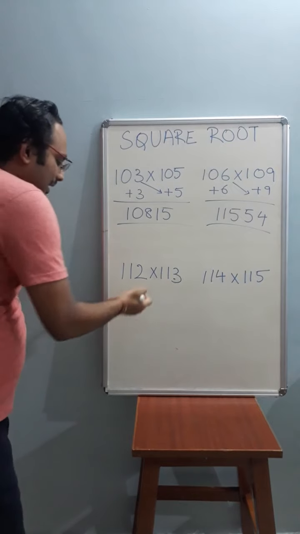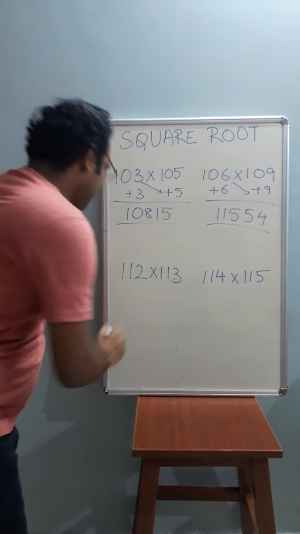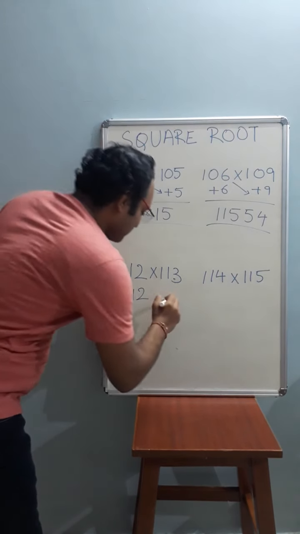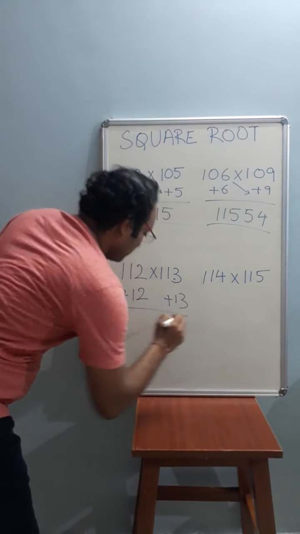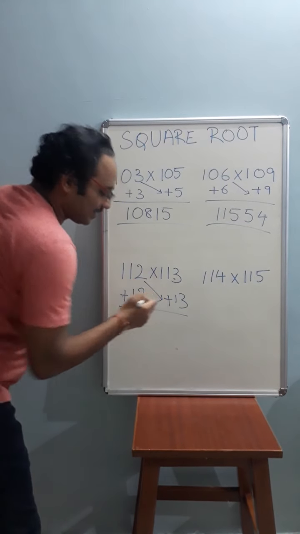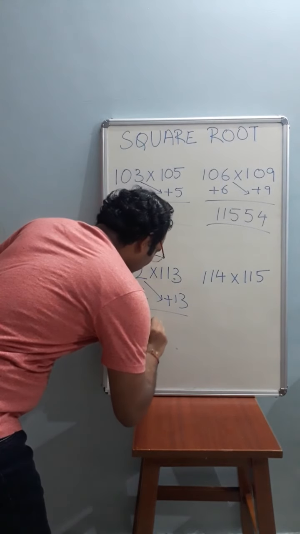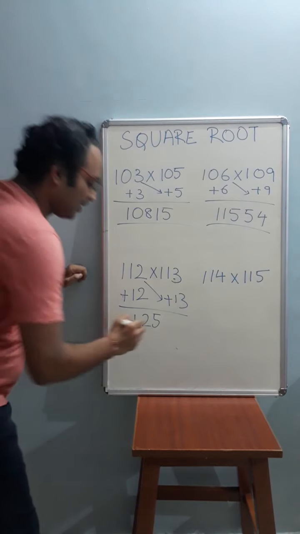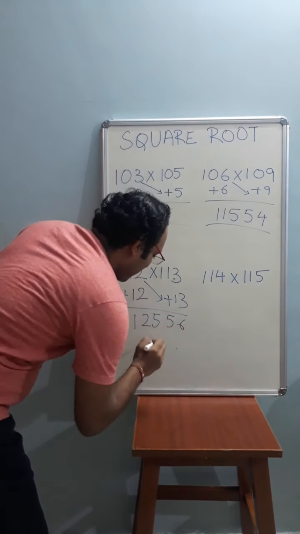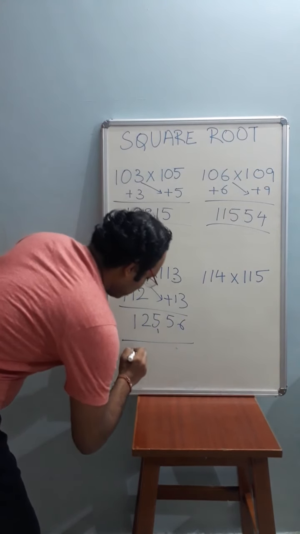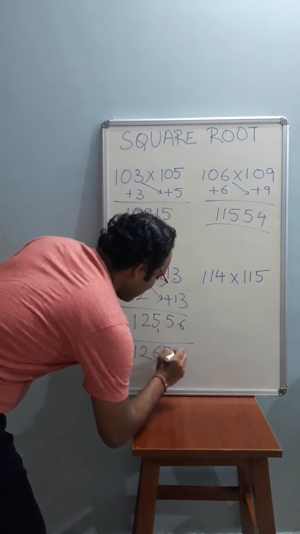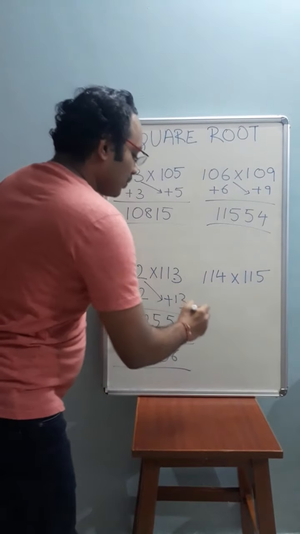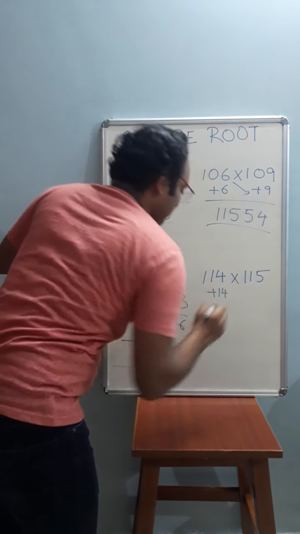Next, 112 into 113. 112 is 12 ahead of 100. 113 is 13 ahead of 100. Now, cross add. It is 125, followed by 12 into 13, that is 156. So, you write 56 here, add 1 here. So, this would be 12656. That's it. Next, 114 is plus 14 ahead of 100.